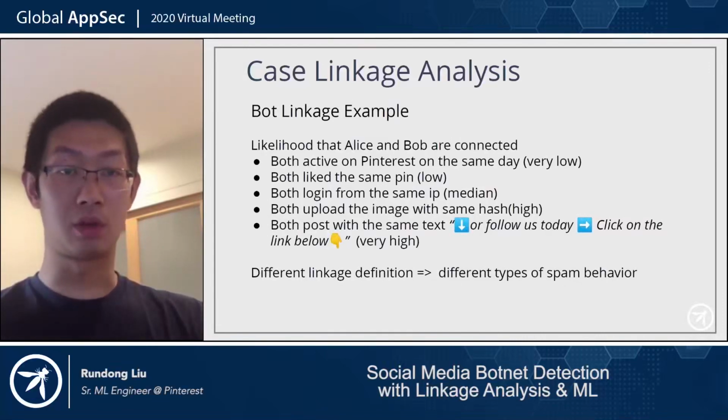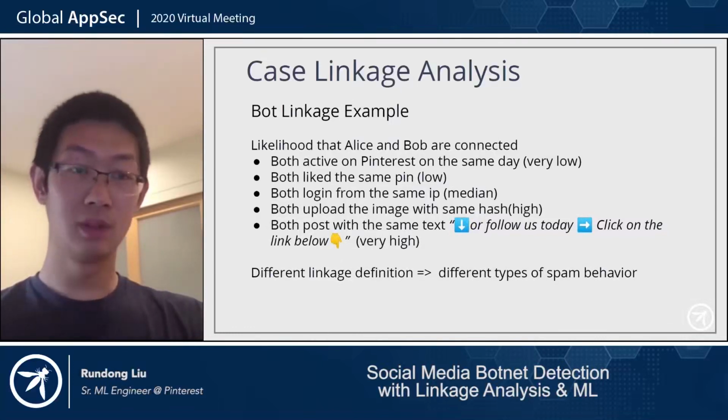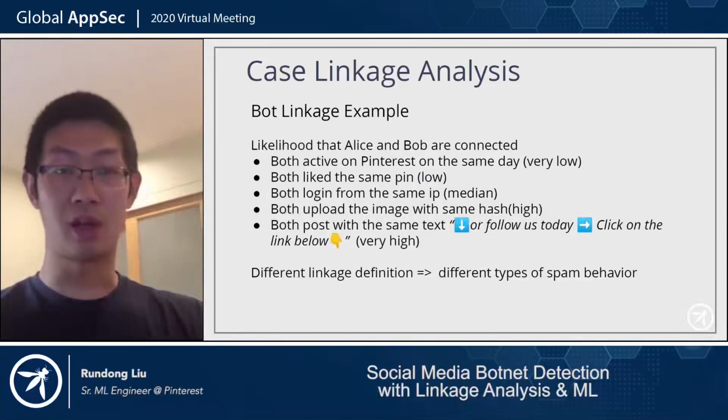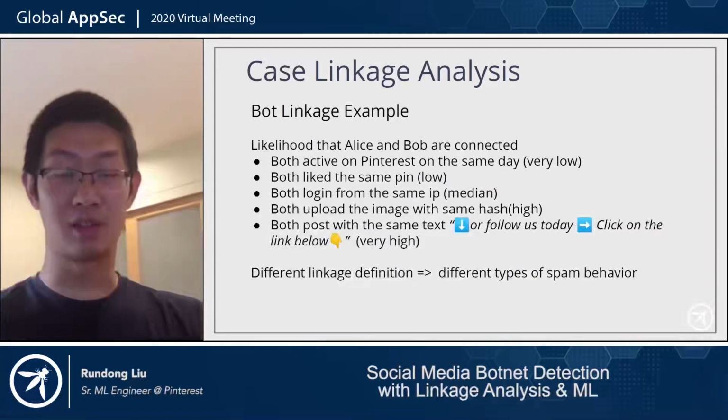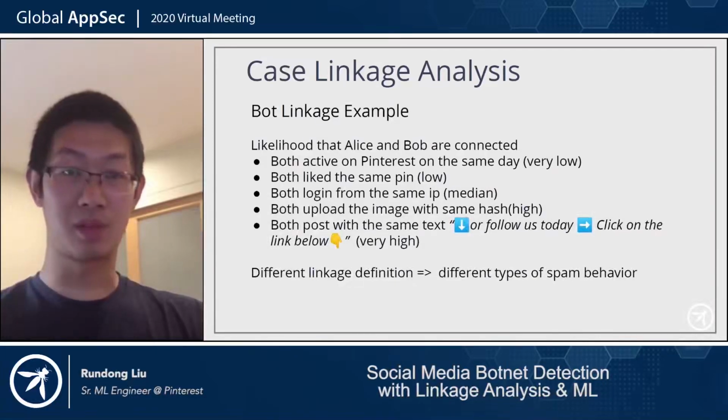So what if they also log in from the same IP address? Well, intuitively, this makes the likelihood of them being connected higher, but there are still some edge cases like public Wi-Fi addresses where users could share the same login IP. And then, moving forward, what if they have also uploaded the same image with the same hash? Well, intuitively, we'll believe that this will make their connection probability higher because this rarely happens with legitimate users.